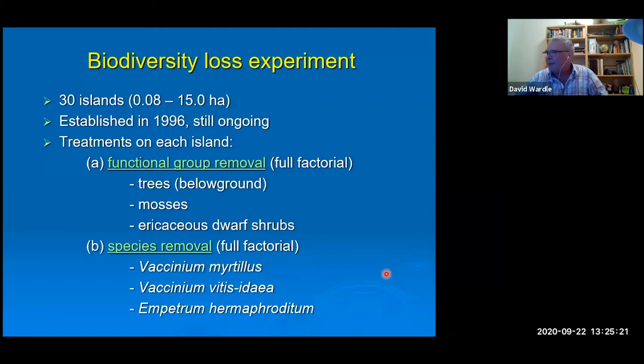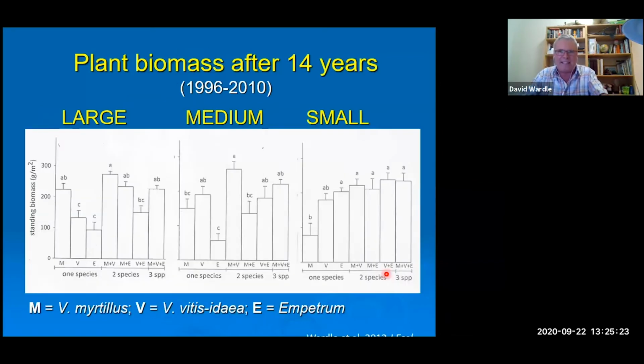This shows the plant biomass after 14 years, although after 20 years, the vegetation results are fairly similar. What this shows is a diagram that's not as complex as it looks. The y-axis is standing biomass, which is the amount of carbon stored in the system.